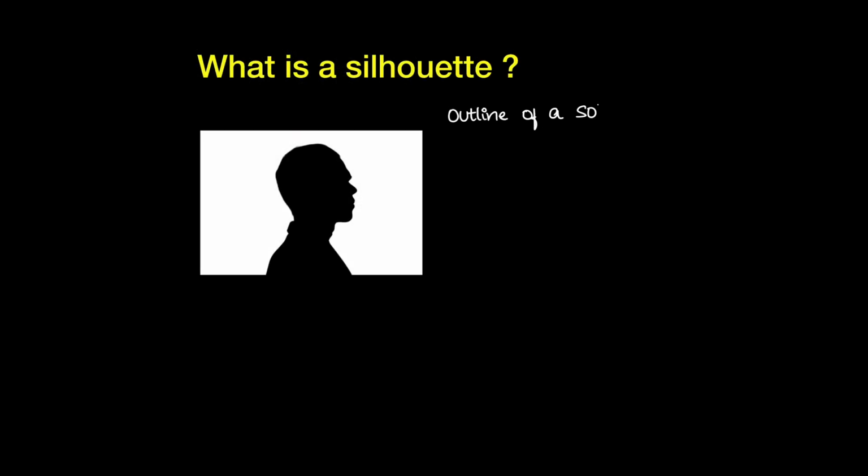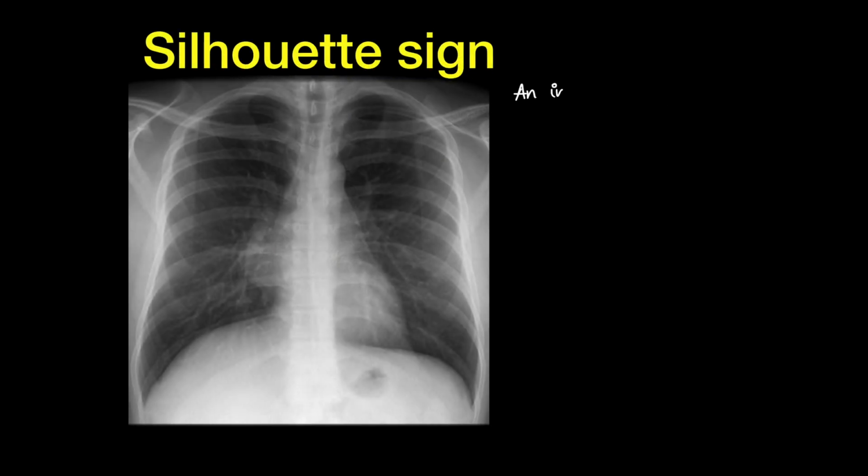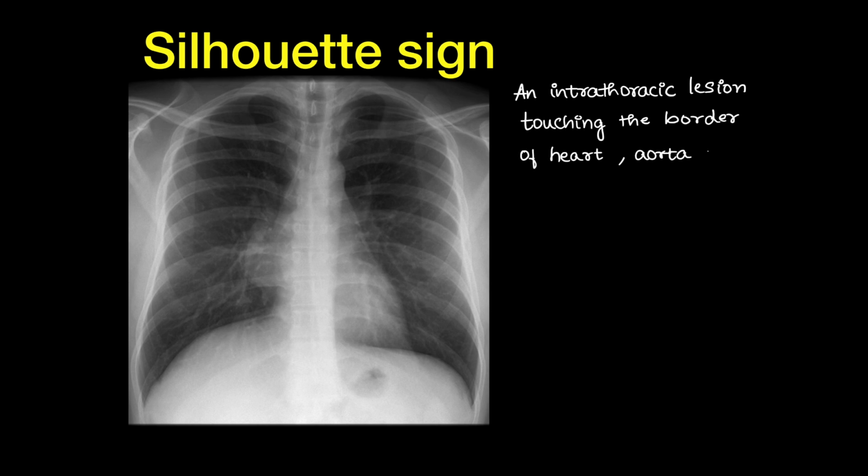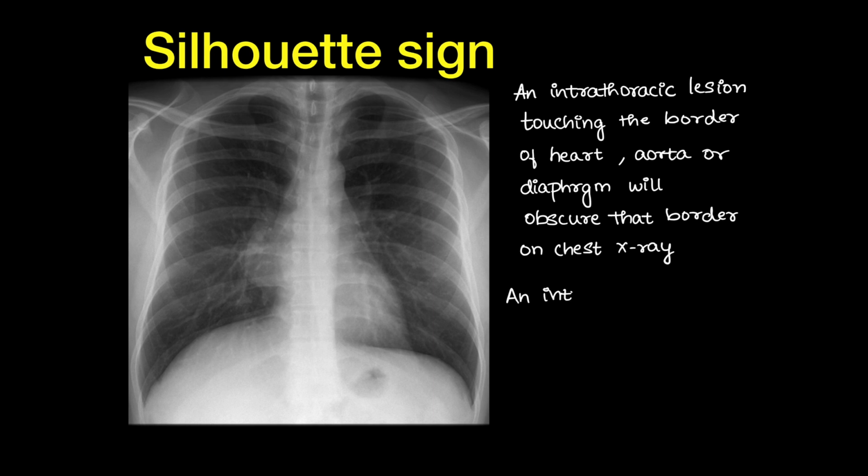What is a silhouette? Here I am showing a diagram of silhouette. It is nothing but outline of a solid object, and along its border if you put a similar intensity object, that border of the silhouette is obscured. This is the basis of silhouette sign. So on chest x-ray it is the same concept. An intrathoracic lesion touching the borders of heart, aorta or diaphragm will obscure that border on chest x-ray. That is the definition of silhouette sign.